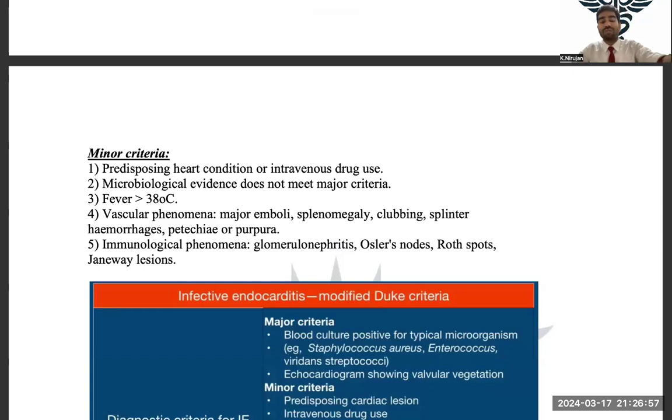But if you grow staph, strep viridans or HACK, you will get a major criterion. Do you understand that? Don't get confused. Okay. And fever more than 38 degrees, that we know. And vascular phenomena, I was emphasizing on this.